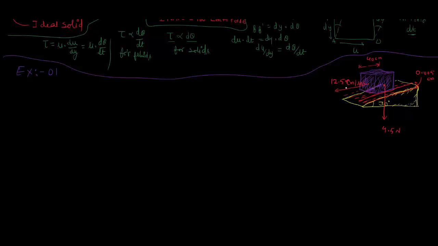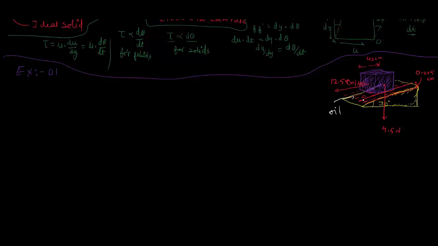So the velocity of the block is 12.5 centimeter per second, and this is oil, and for this oil, the thickness of the oil between the block and this plane is 0.005 centimeter. The weight of the block is 4.5 Newton. Now in this case we want to calculate the viscosity of this oil.